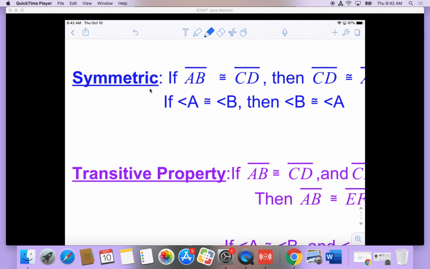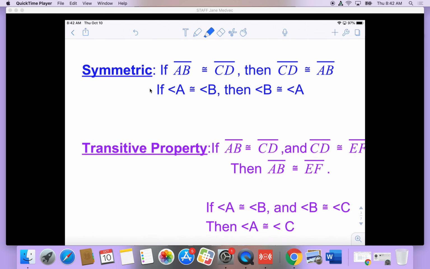The symmetric property says that if line segment AB is congruent to line segment CD, then CD is congruent to AB. Essentially what you're doing is the switch. Or you could think of it as the flip-flop. All they do is the left side and the right side flip, or switch. If you think symmetric, switch, that might help.